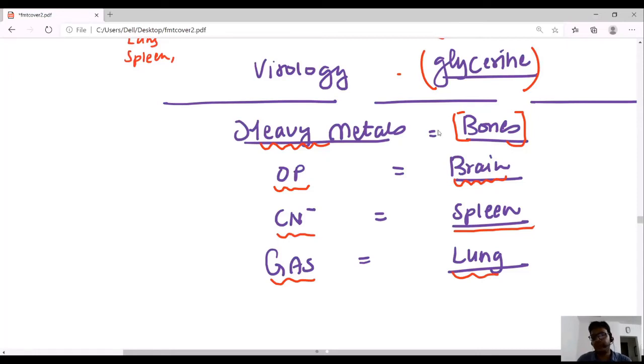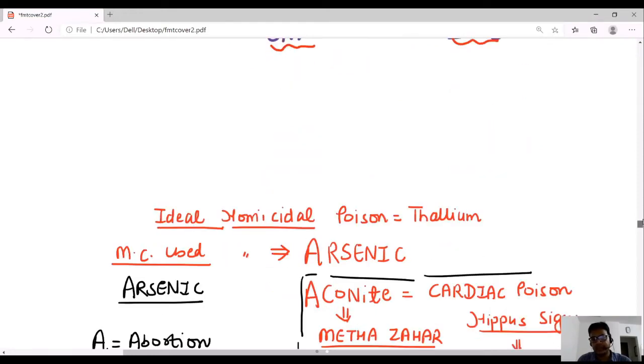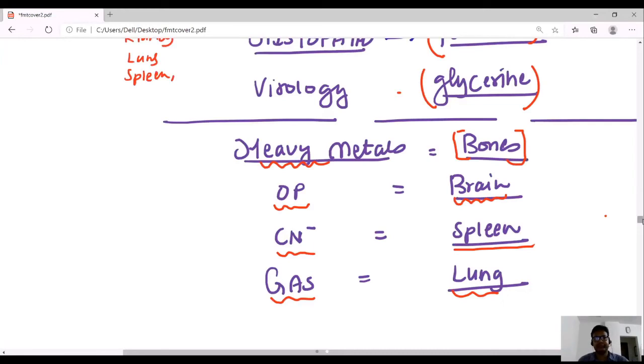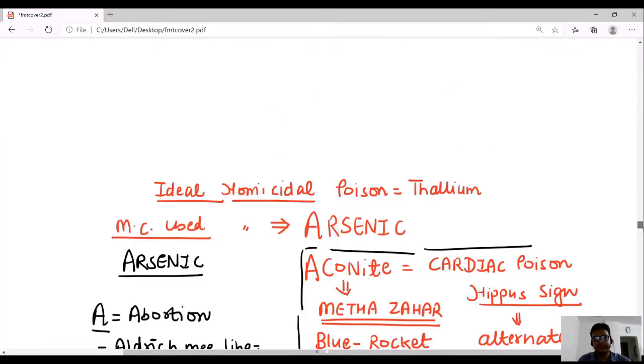These are some very important MCQs. For heavy metal, bone is the best site. For organophosphorus, brain. For cyanide, spleen. For gas, lung. Heavy metals, bone; organophosphorus, brain; cyanide, spleen; gas, lung.